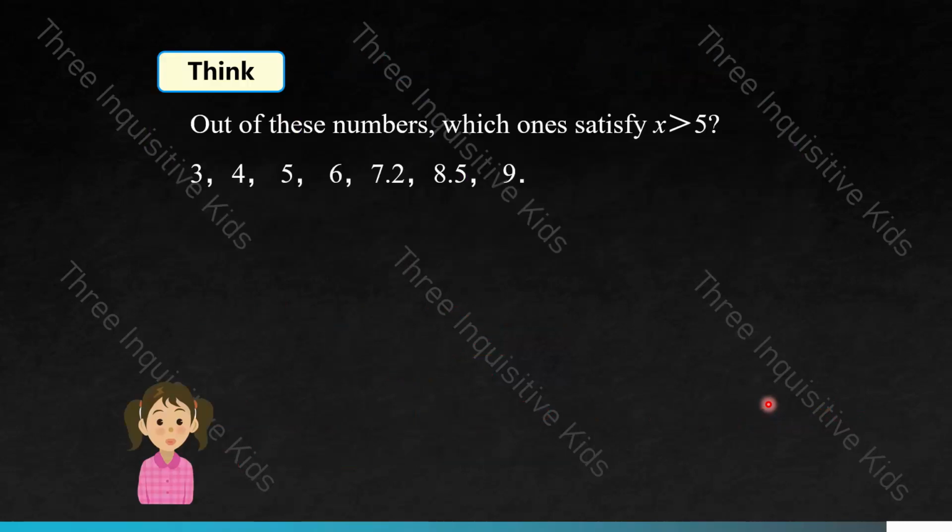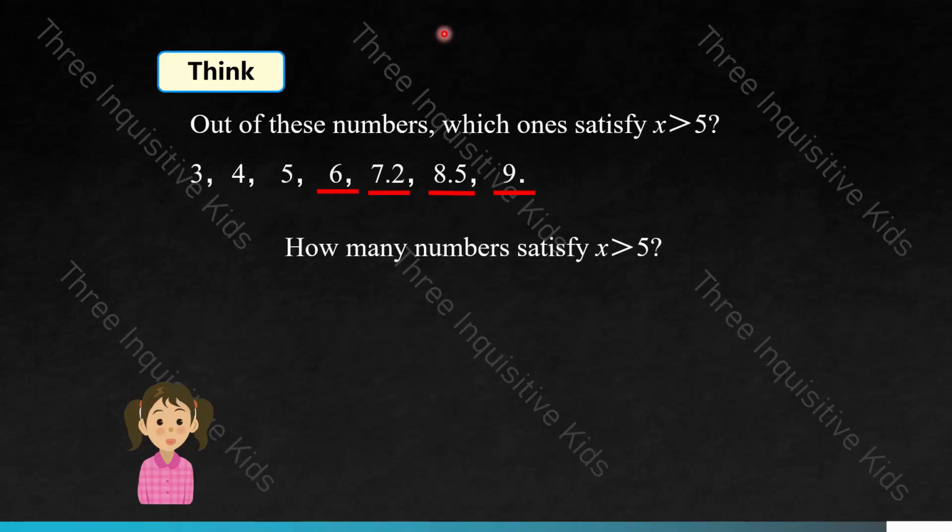Out of these numbers, which ones satisfy the inequality x is greater than 5? Well, this should be pretty straightforward. Out of these, it would be 6, 7.2, 8.5, and 9. 5 itself should not be included since it has to be greater than 5, not equal to. So how many numbers satisfy x is greater than 5? Don't listen to the impulse of just saying 4 because there are 4 numbers listed here. No, there's actually an infinite amount of numbers that satisfy the inequality x is greater than 5. These 4 numbers are just the 4 that we chose to write down.